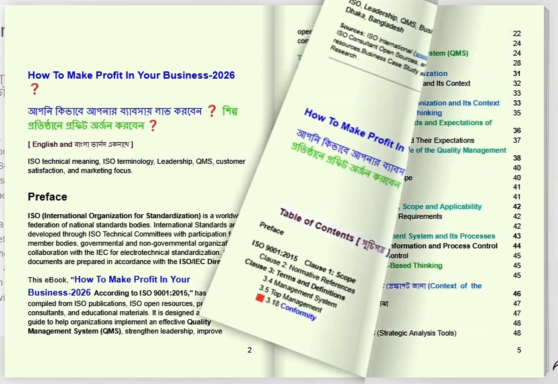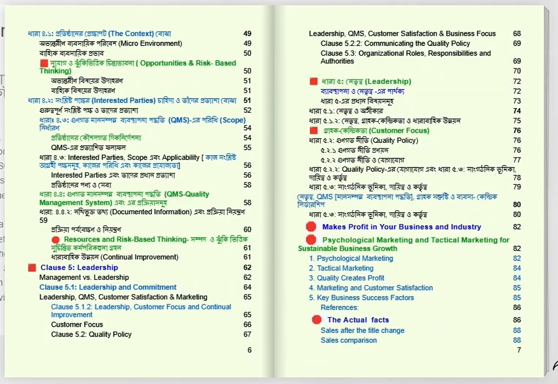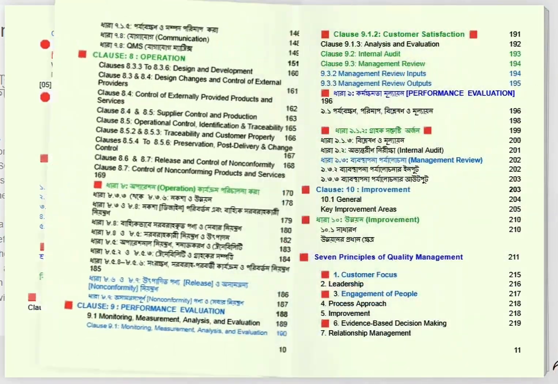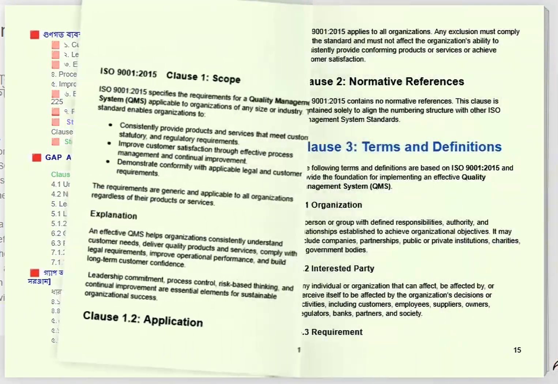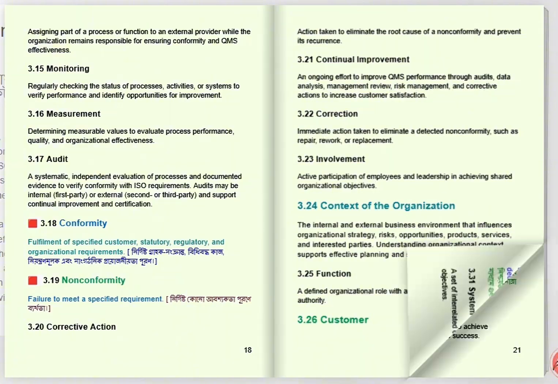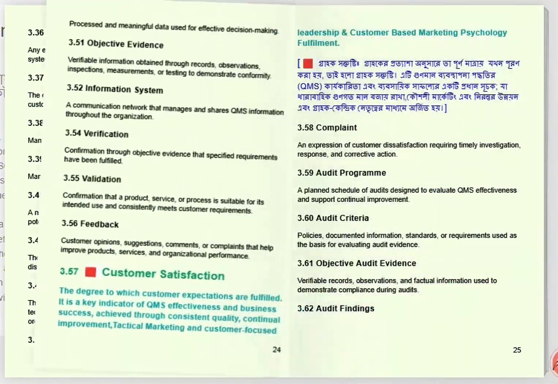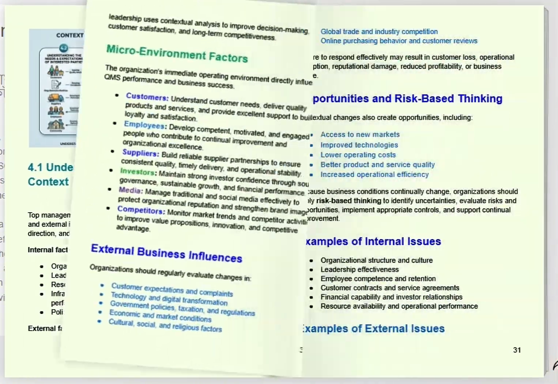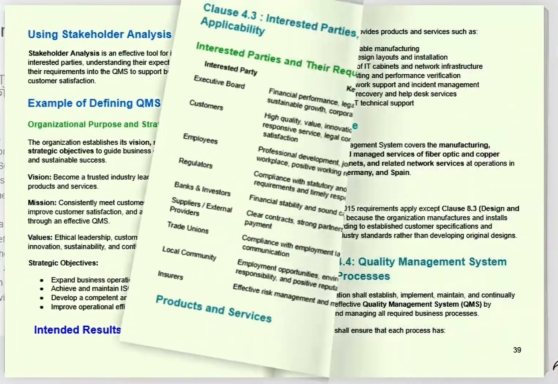Friends, this Smart Digital FlipBook, How to Make Profit in Your Business 2026, is in the form of HTML5 software, or flip format file, along with small software to open it given with that. It is an advanced and smart form of reading experience. You get a beautiful reading experience.